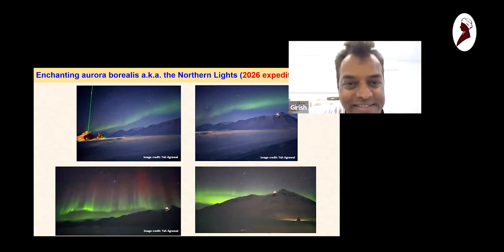Even this time, a couple of days back, we got to see fantastic auroras, thanks to Yash Agarwal, Saurabh's PhD student, who is with us here, as you saw in the picture. He managed to capture a couple of fantastic auroras as we were walking back from Gruevada to Himadri one late evening.